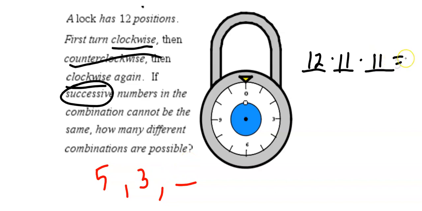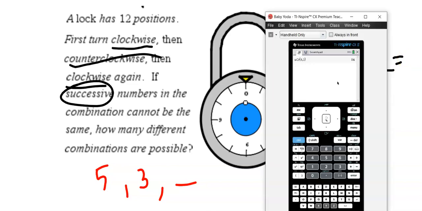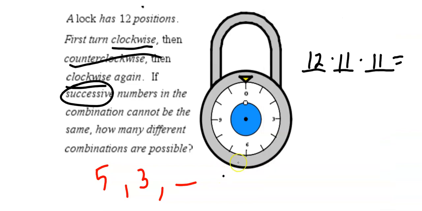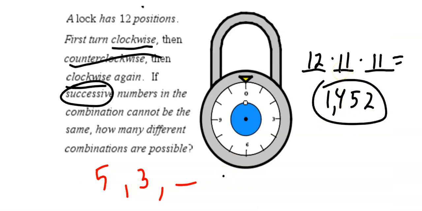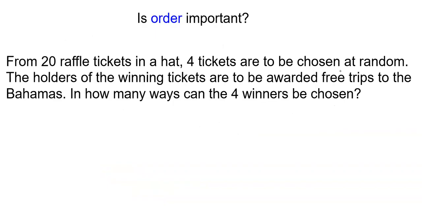So whatever 12 times 11 is in your calculator. So 12 times 11 times 11 is 1,452. So there are 1,452 different combinations. So if you didn't have someone's locker combination for this, you could keep trying and eventually you would get there. Kind of fun.